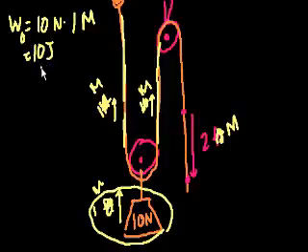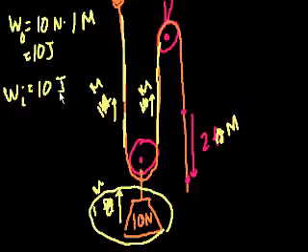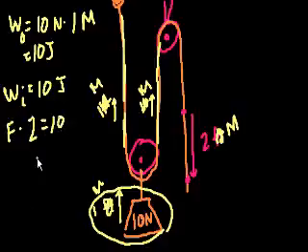And this has to be the work that I put into it too, right? So the work in also has to be 10 joules. Well, I know the distance that I pull down. I pull down 2 meters. So this has to equal the force times the distance. So the force, which I don't know, times the distance, which is 2 meters, is equal to 10 joules. So divide both sides by 2. The force that I pull down with is 5 newtons. So I pull down 5 newtons for 2 meters, and it pulls up a 10 newton weight for 1 meter. Force times distance is equal to force times distance.